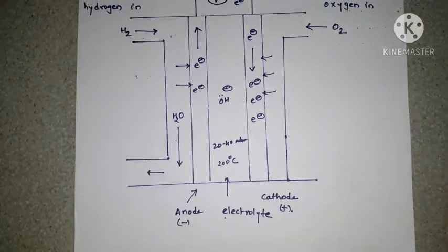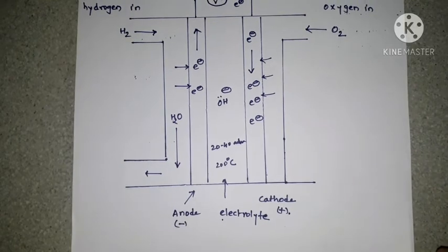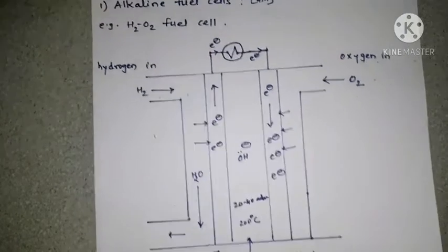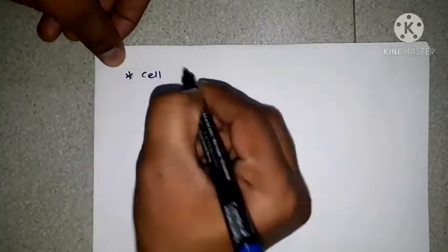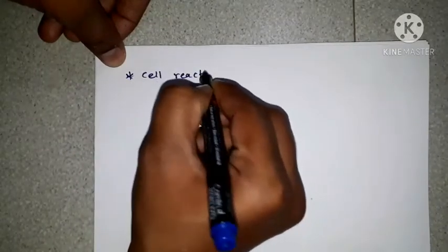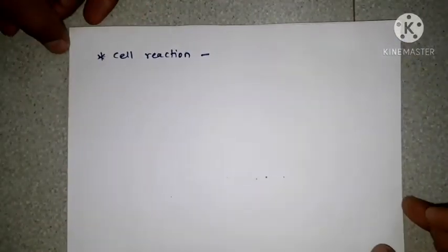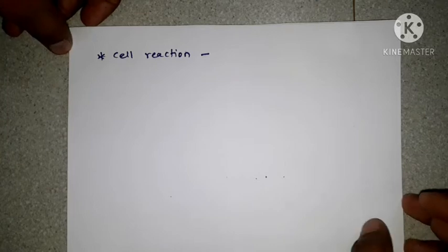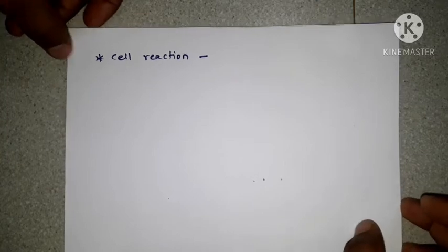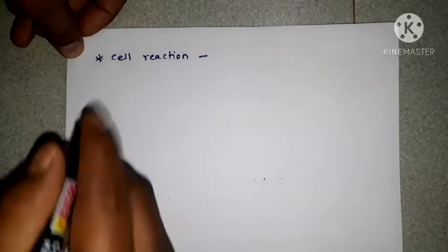Then the cell reaction will form, that is we have to see the cell reaction. It is for 2 marks. 2 marks for cell reaction, 1 mark for diagram, and explanation for 1 mark. So how to write the cell reaction?